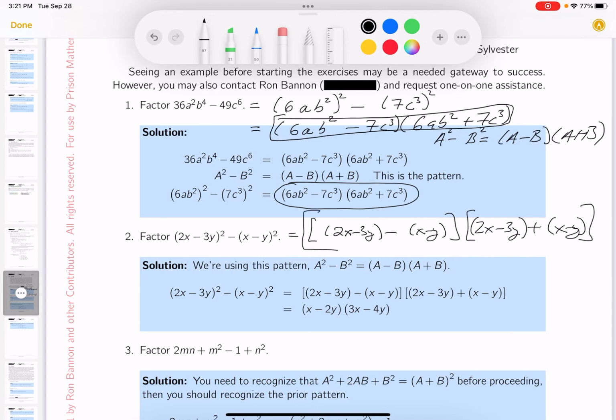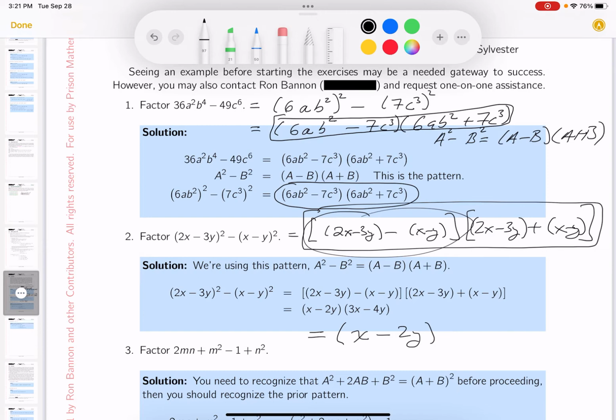Now somebody may say I'm done with it, and I'm not saying you're not done with it, but I think there's something we probably could do with that. And what could you do with that? You could combine terms. Let's look at the first factor. It contains a bunch of terms. 2x minus x is x, minus 3y, minus a minus y is going to be minus 2y.